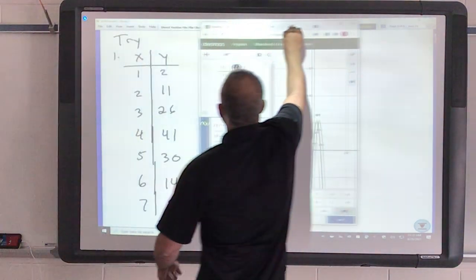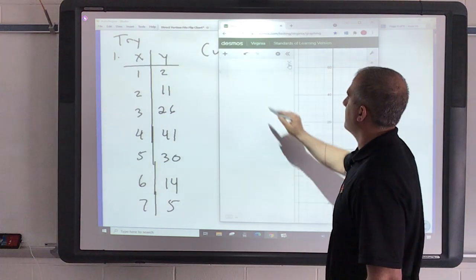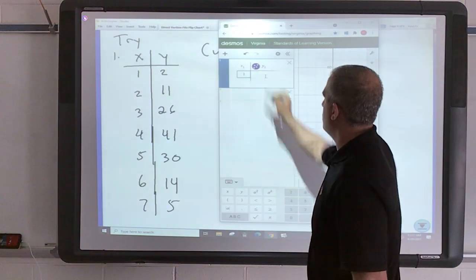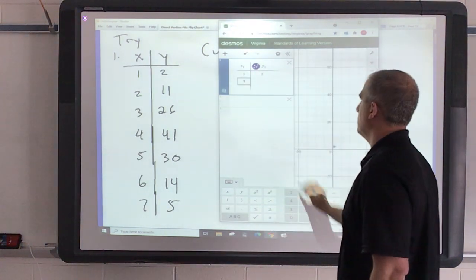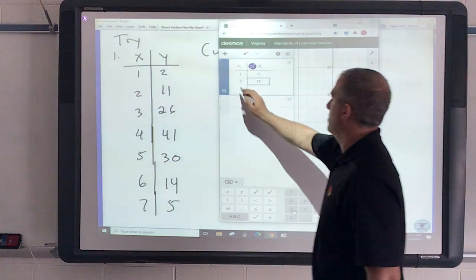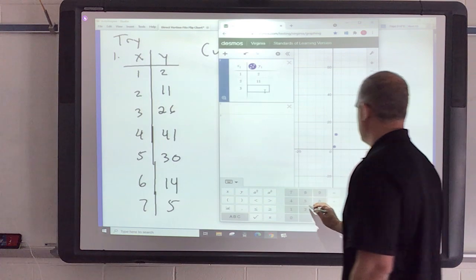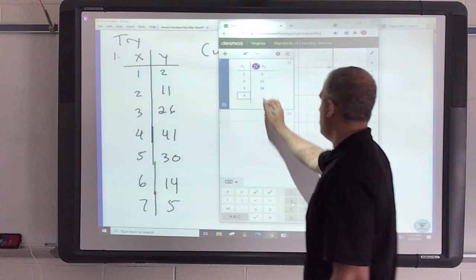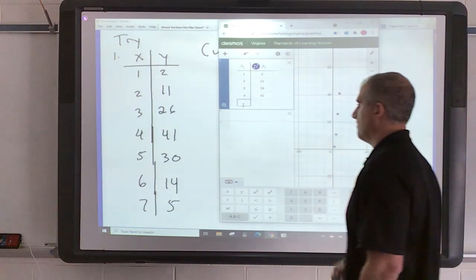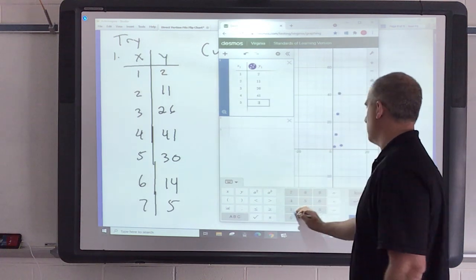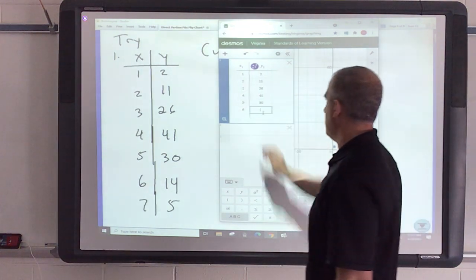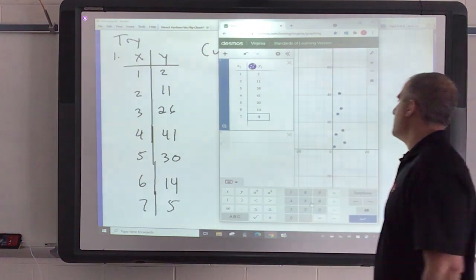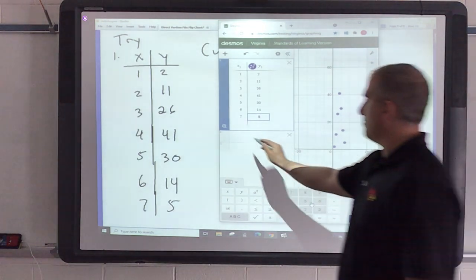Okay, so let's do this together. Okay, let's go ahead and delete this, delete this. We're gonna go table, okay, 1 and 2, 2 and 11, 3 and 26, 4 and 41, 5 and 30, 6 and 14, and then 7 and 5. Doesn't look like much now, okay? But let's go ahead and put our equation part in.